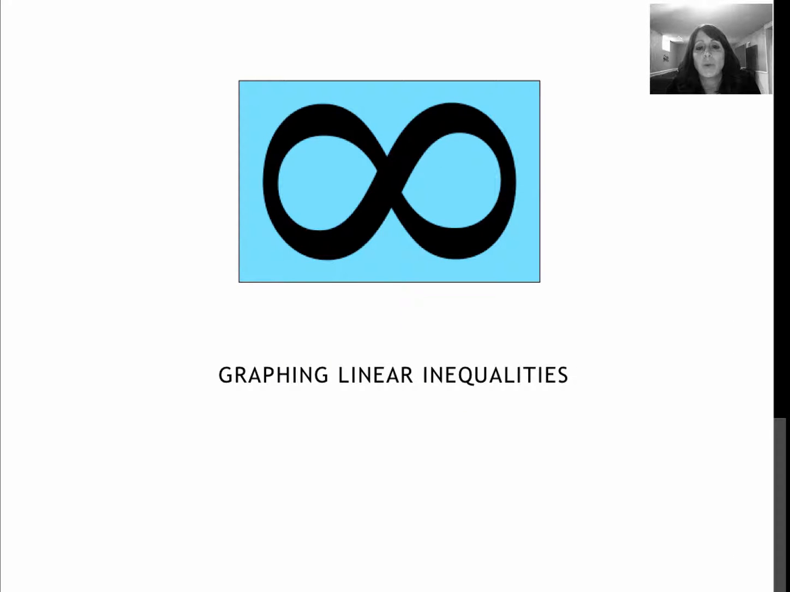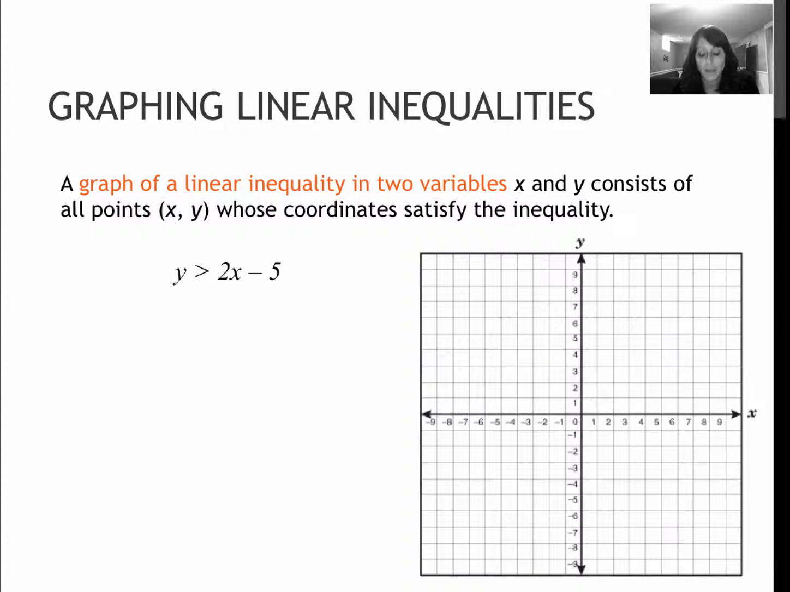We've already practiced how to test points to see if they were solutions to a linear inequality, and now we're actually going to graph a linear inequality. When I graph a linear inequality, I'm first going to graph the equation as though there were an equal sign. So if this was an equal sign, y equals 2x minus 5, I would start at the point -5 on the y and use my slope of 2, which is 2 over 1, to go up 2 over 1, up 2 over 1, as many times as I thought necessary.